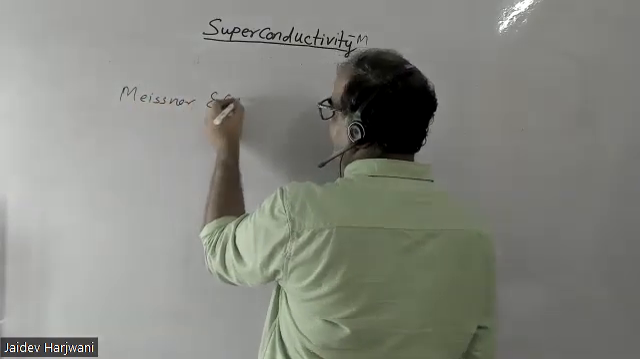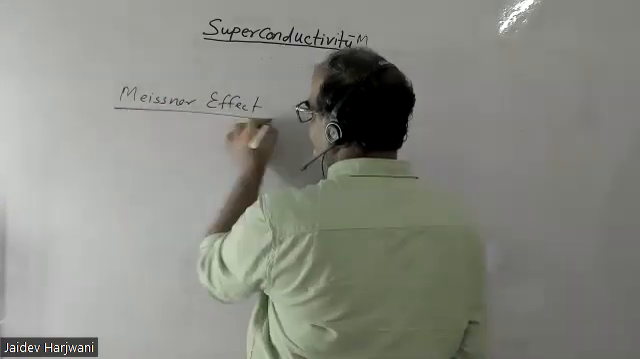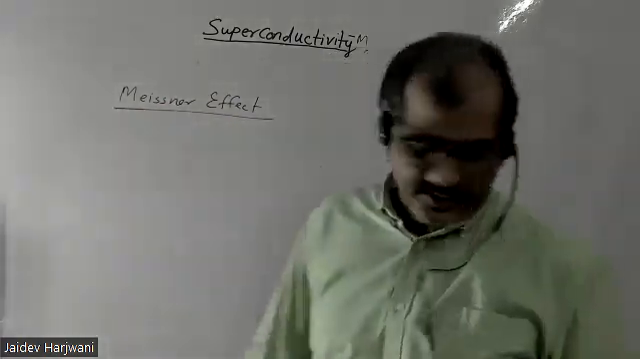Meissner effect ka matlab kya hai? That magnetic field should become zero inside the material.